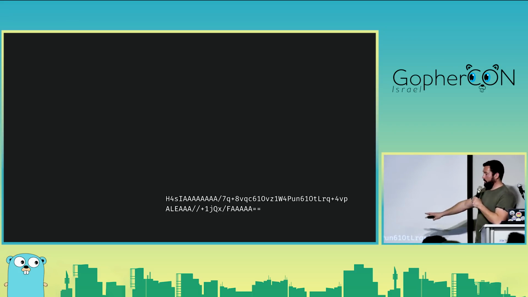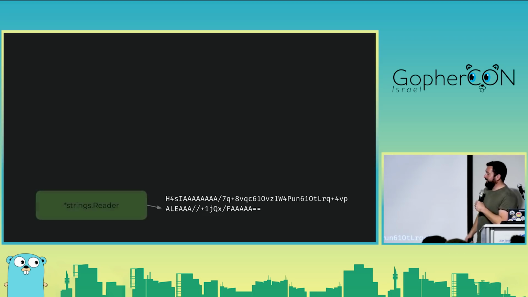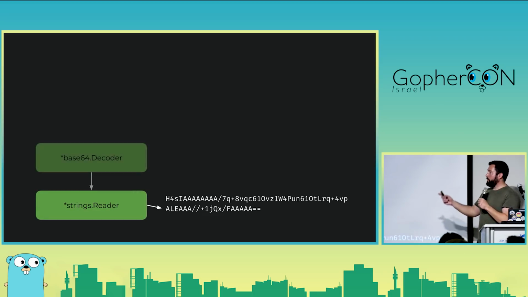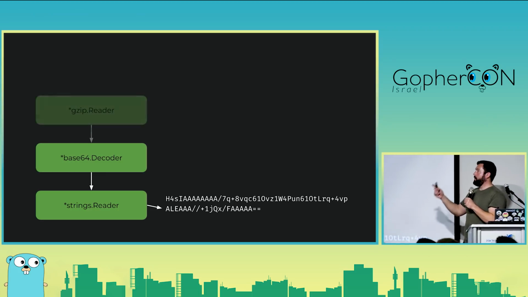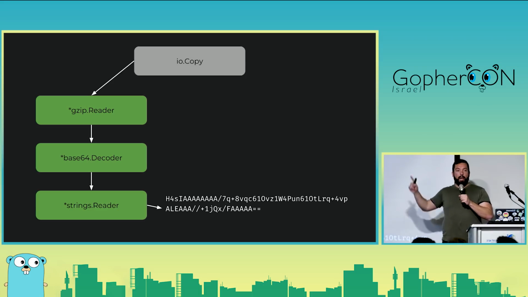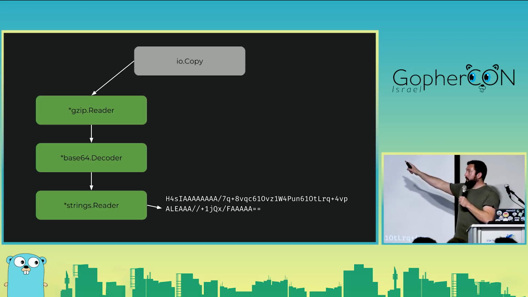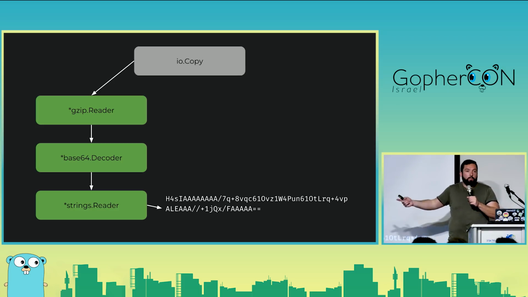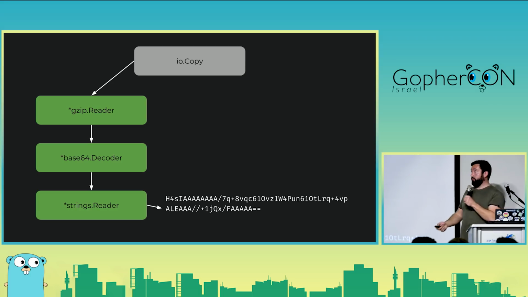You create the strings reader, then the base64 decoder, then the gzip reader, and then you pass it to IO copy. IO copy doesn't care at all. IO copy doesn't care that there's all of this chain. It's just a reader. And every single one of the readers doesn't care about what's around. It's also a reader. And that's the whole power of the interfaces.